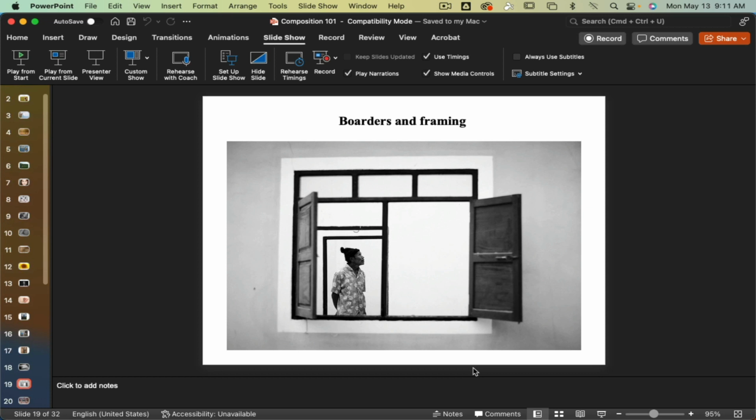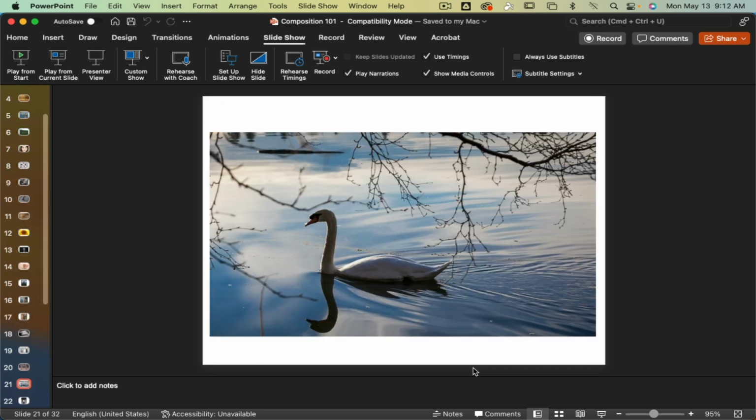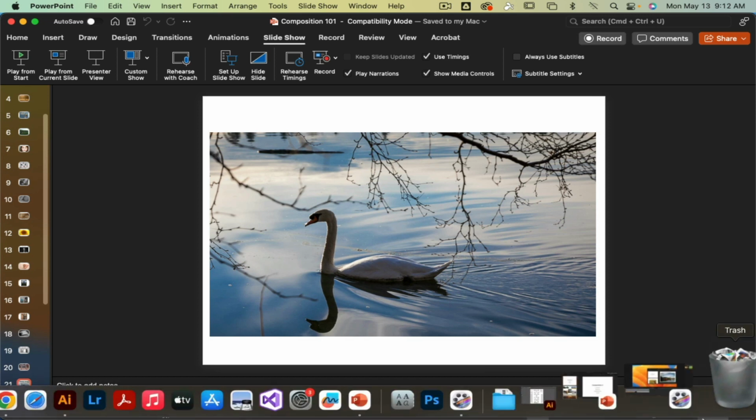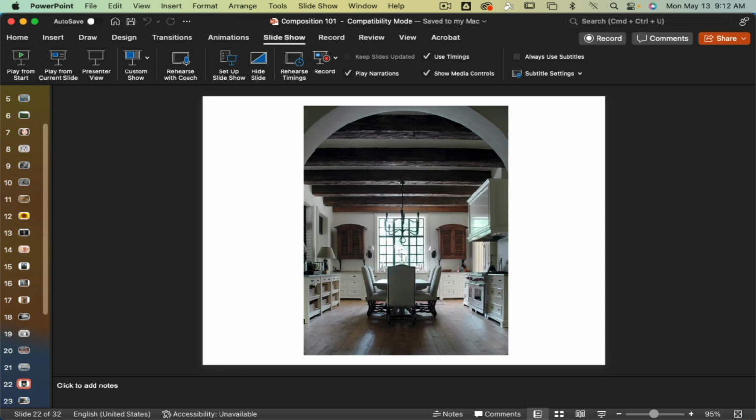Borders and framing. Okay, so either use an actual frame or find the shapes in whatever the environment is and frame your picture using those shapes. Now right here, the tree branches are acting like a frame. Even right here, how it kind of curves over and under on the side. Or just the architecture of the place that you're in.